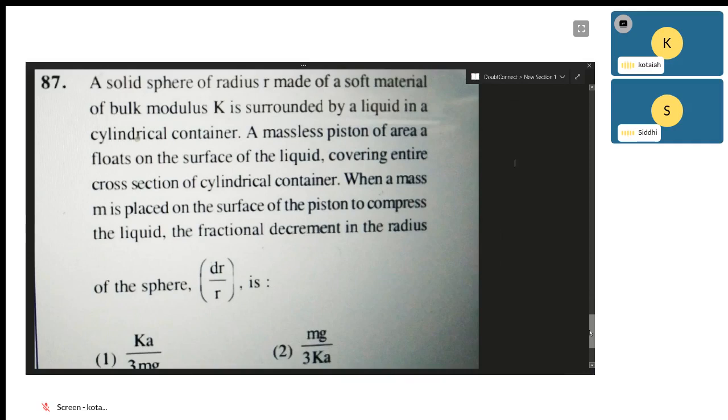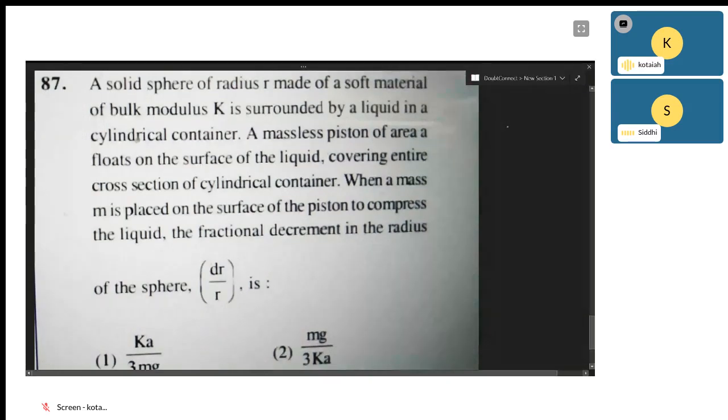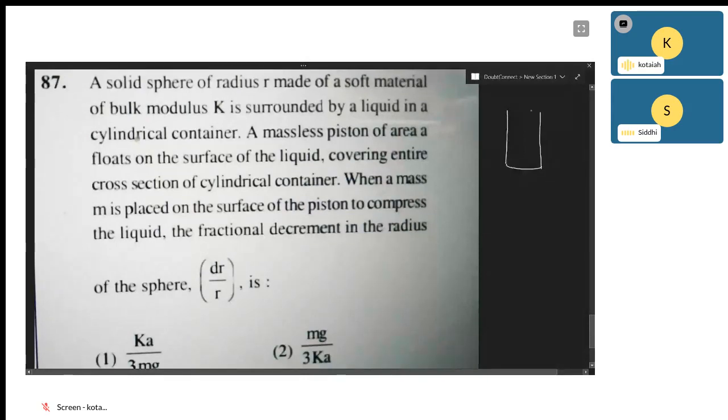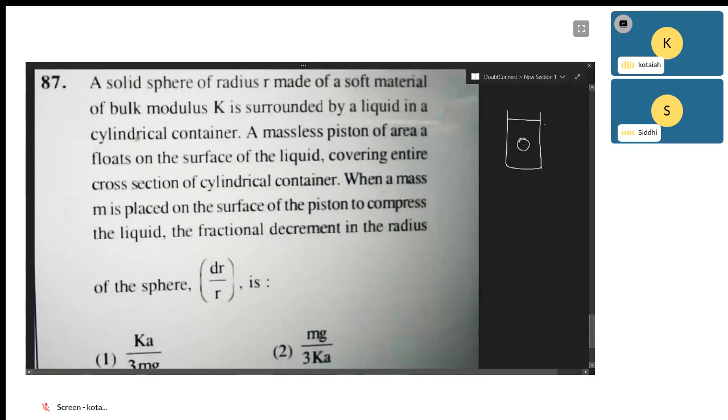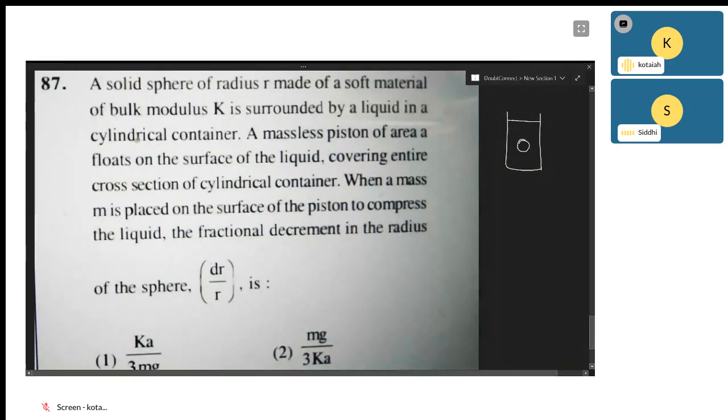Now, actually, there is one cylindrical vessel. This is the cylindrical vessel. Let us assume this is the bottom, and here one piston is there. This is the piston. Here one spherical object is there. They have mentioned very clearly the area is A. Surrounded by a liquid in a cylindrical container, a massless piston of area A. So area of this piston is A.